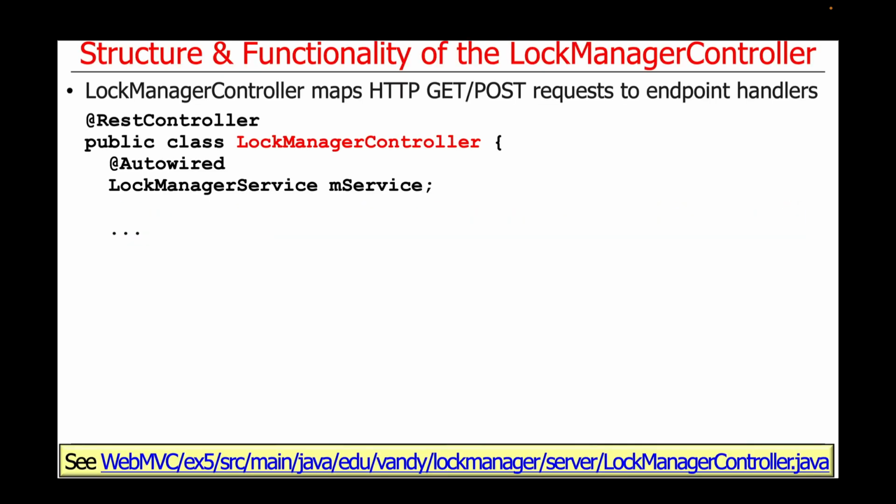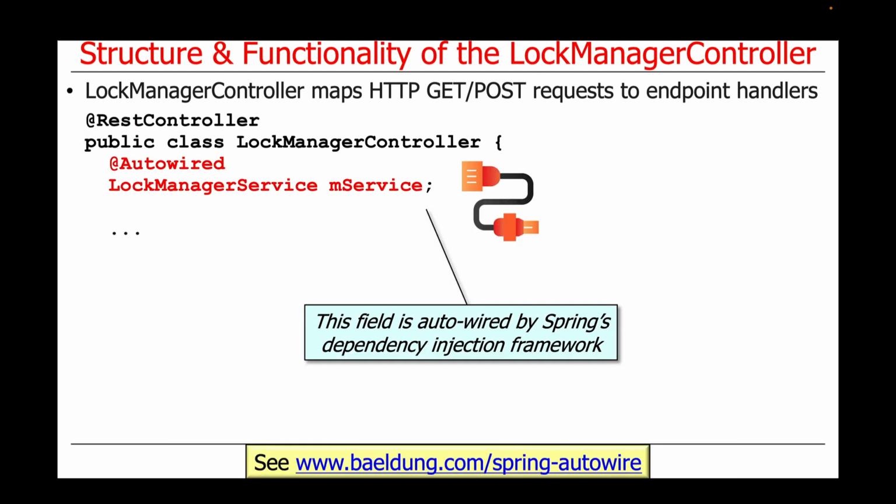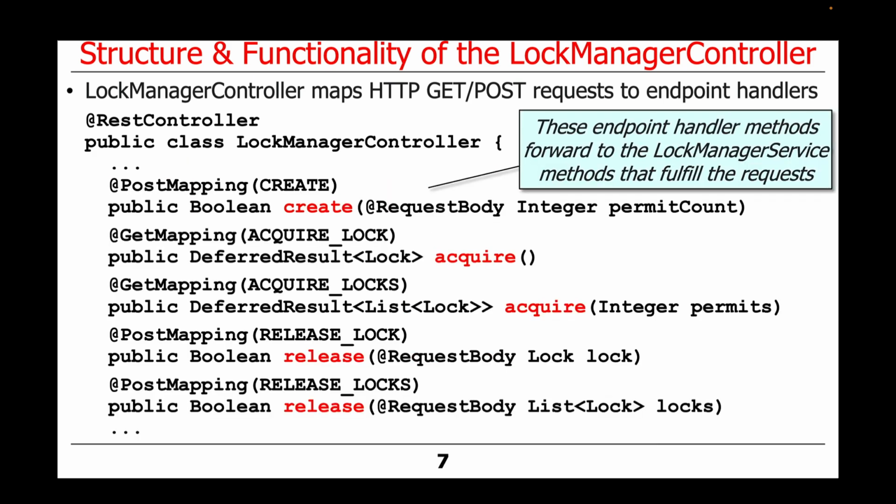As usual, the LockManager Controller maps HTTP GET and POST requests to endpoint handler methods. As you can see, we have to annotate it with the REST controller annotation so it works properly to return the objects and serialize them into HTTP responses. And also, as usual, we auto-wire an instance of the LockManager Service using Spring's dependency injection framework.